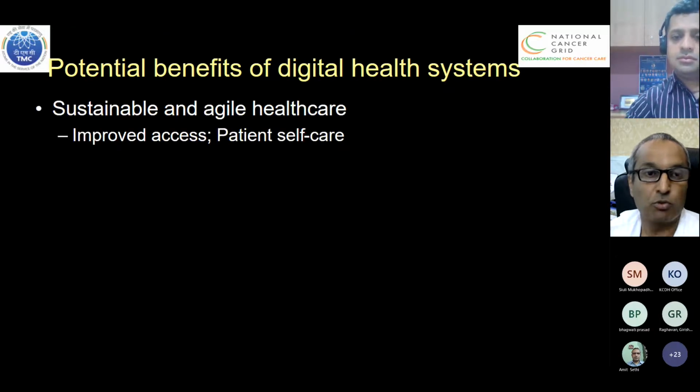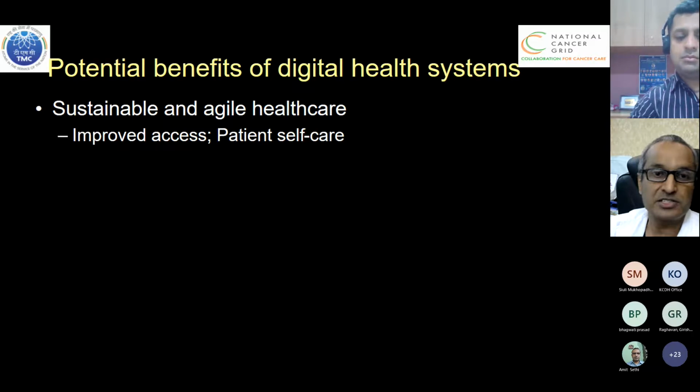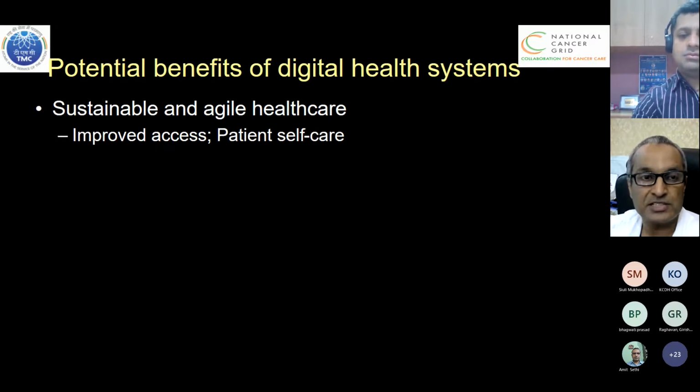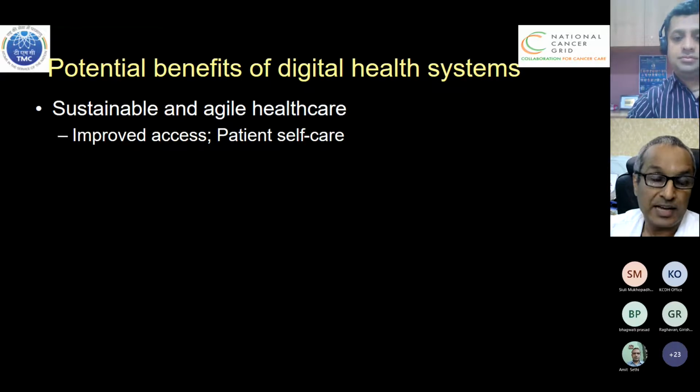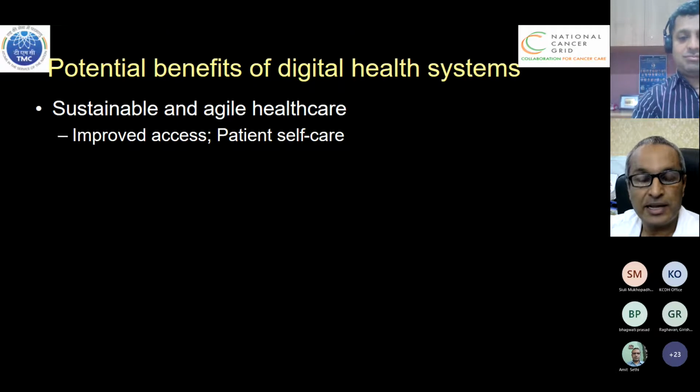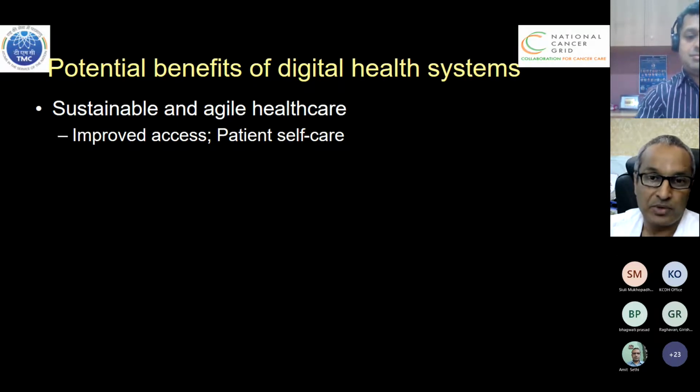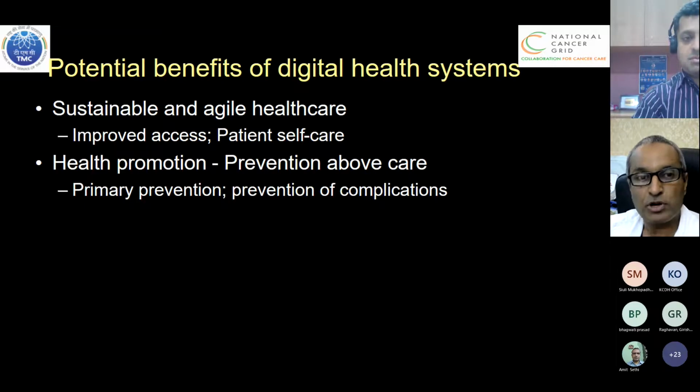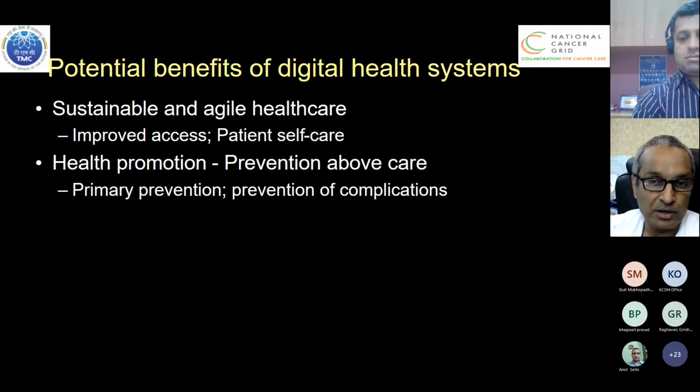The first and foremost benefit of digital health systems is that it makes healthcare very sustainable and agile. As you heard the previous speaker say, it has the potential to improve access and empowers patients in taking ownership of their own health, taking care of some of their own health-related problems, and improving the concept of shared decision-making. It shifts the focus of health from healthcare to actually health promotion, prevention before care.